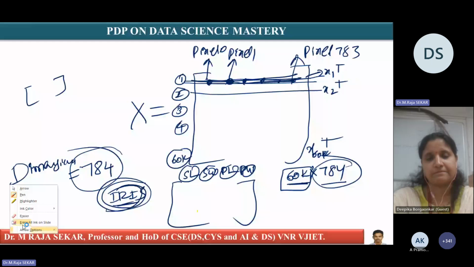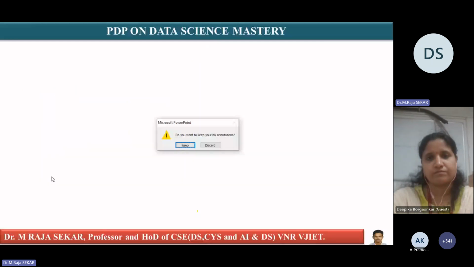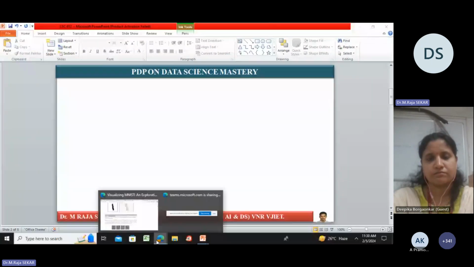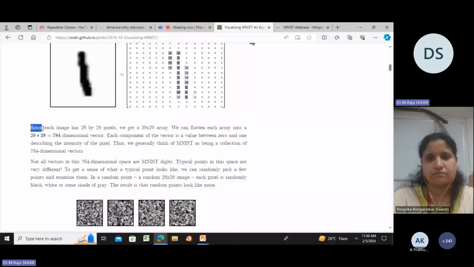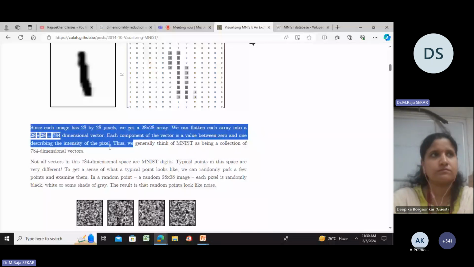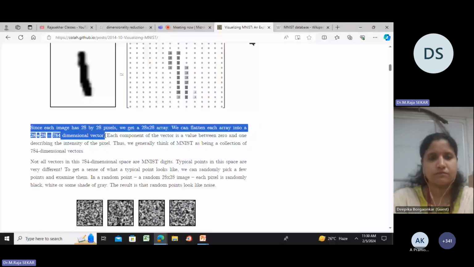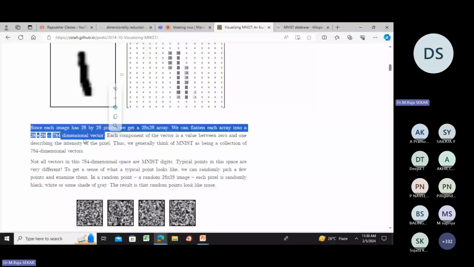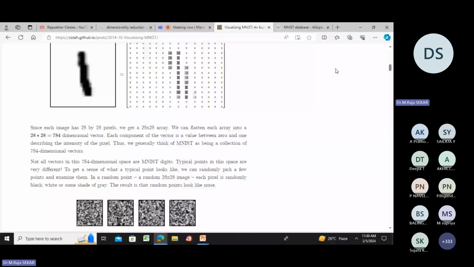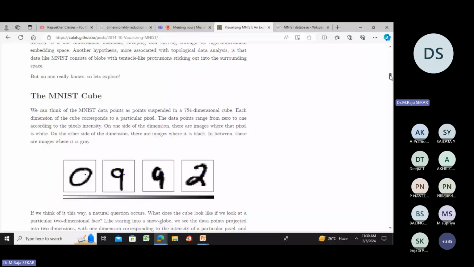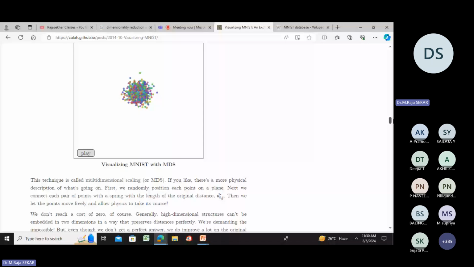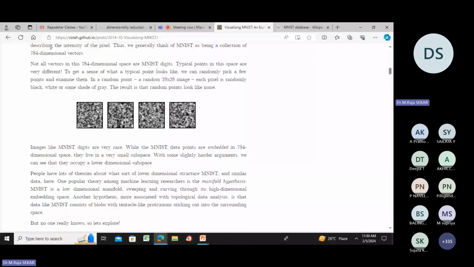Anyway, just give me a few seconds. Let me go back to this particular block. Just see what he is saying. Since each image has 28 by 28 pixels, we get a 28 by 28 array. We can flatten each array into a 784 dimensional vector. That's what I'm explaining. Each image is converted into a column vector whose size is 784 by 1, isn't it? That's how you have to represent data. After representing data, what we have to do, all these things I will explain. Let me go back to my presentation.